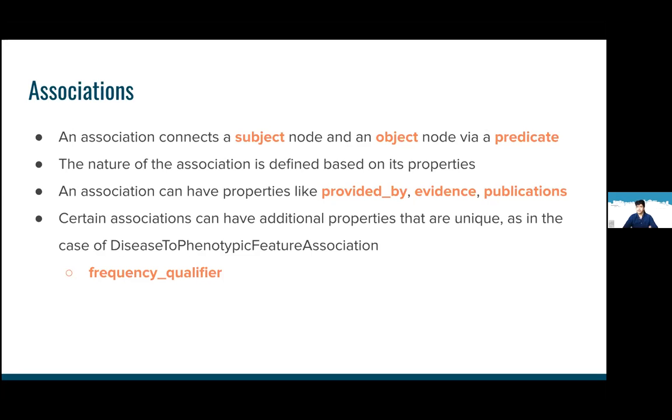And the nature of the association is defined based on its properties, and an association can have additional properties like provided by, evidence, and publication that talk more about where that association came from and what the evidence is that's supporting that association. And certain associations can have additional properties. For example, the disease to phenotypic feature association has a property called the frequency qualifier that represents the frequency with which that phenotype is observed in a population with that particular disease.